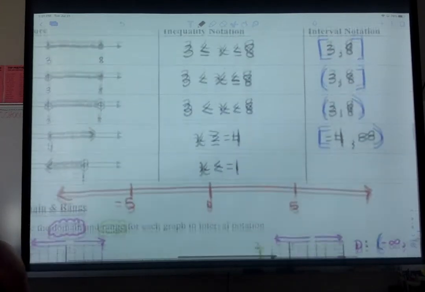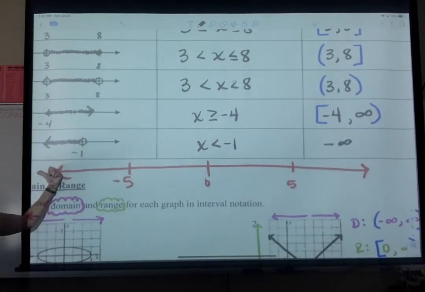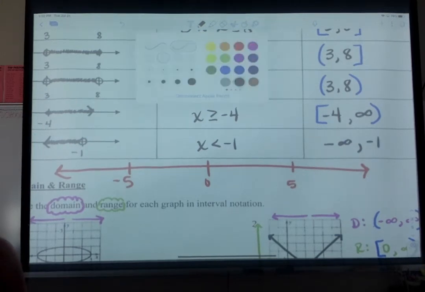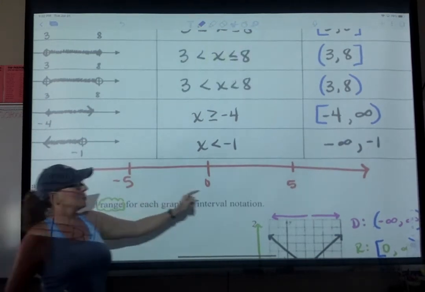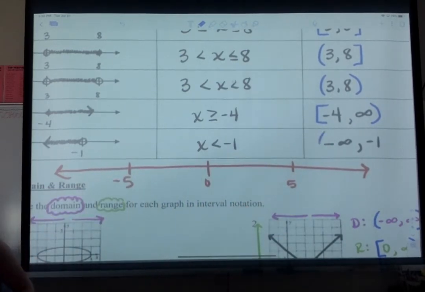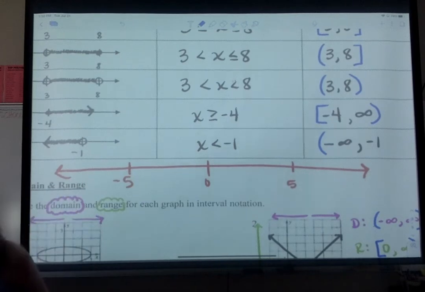So our shading began way, way, way out here at negative infinity, comma. Where does it stop? It stops at negative 1. What are you going to put around negative infinity? Always a parenthesis. What are you going to put around the negative 1? Look at the picture: parenthesis.